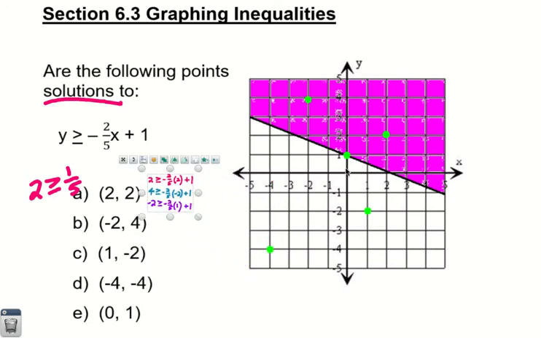The graph, remember, is just an illustration. It's a picture of all of the solutions. All right? So (0, 1) seems to be on this line.